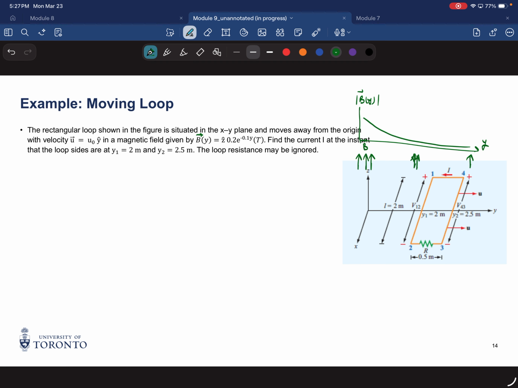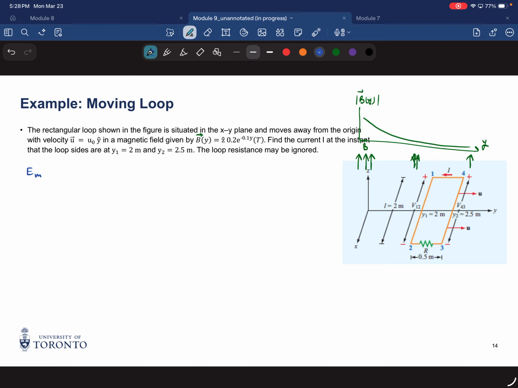Okay? Now, it's asking, find the current I at the instant that the loop sides are at y1 equal to 2 meters and y2 equal to 2.5 meters. I'm going to solve this almost parametrically, and not numerically. So let's find the direction of EM first. Do you have a question? No? Okay.